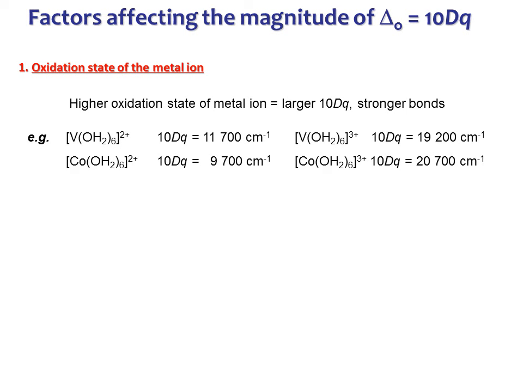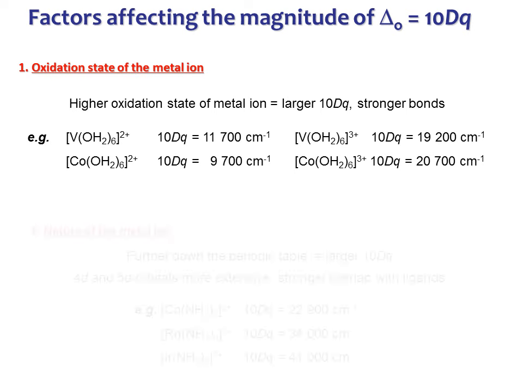There are a number of factors that affect the magnitude of 10 Dq, and these will dictate the electronic and magnetic properties of metal complexes. In the first instance, you can see from the data shown for these +2 and +3 hexaaqua complexes that 10 Dq is larger for the +3 metal ions. The simple explanation for this is that the bonds are shorter and stronger for the 3+ metal ions, such that the extent of electronic repulsion between the electrons in the d orbitals and the ligands is greater.